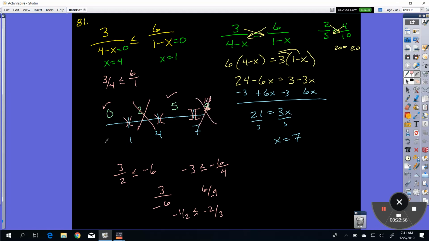So my answer is from negative infinity to 1, along with 4 to 7. Make sure when you write your answers in interval notation, you use the critical numbers, not the test numbers, to make your intervals. I've done that before. I'm cruising along in a hurry and I'd write down these numbers and then I'm like, whoa. So anyways, make sure you use these bottom ones.